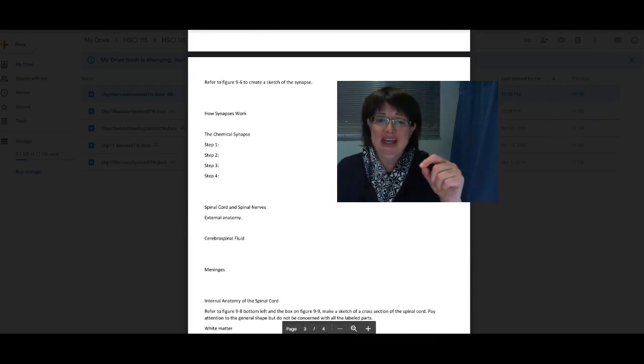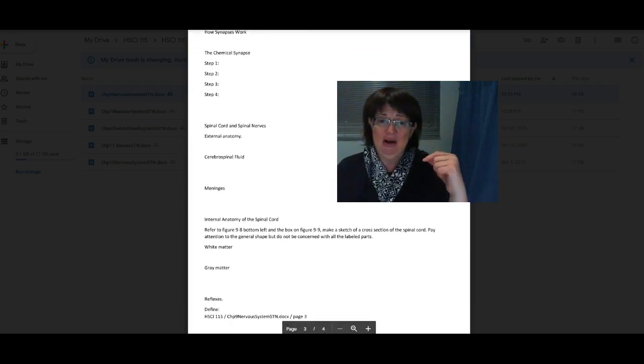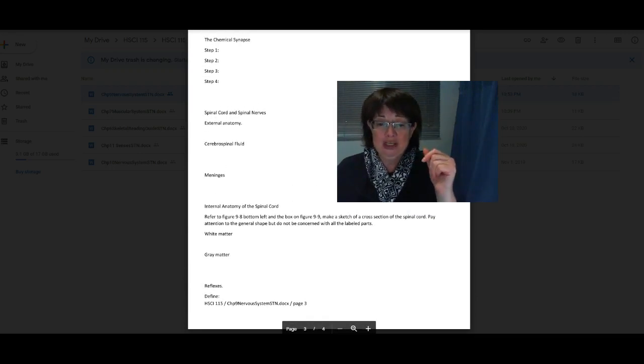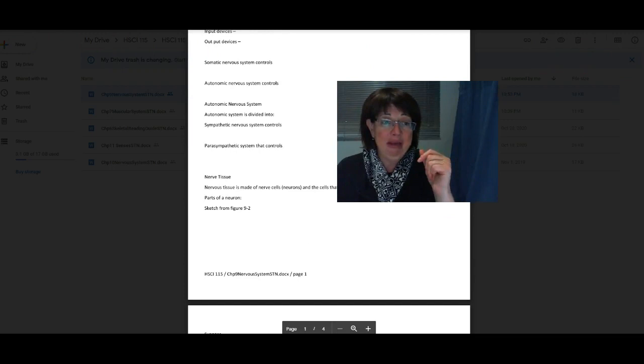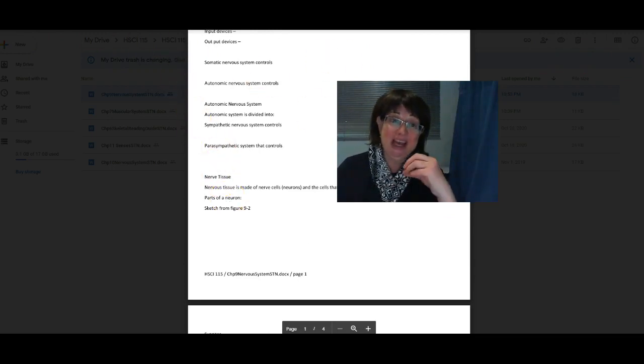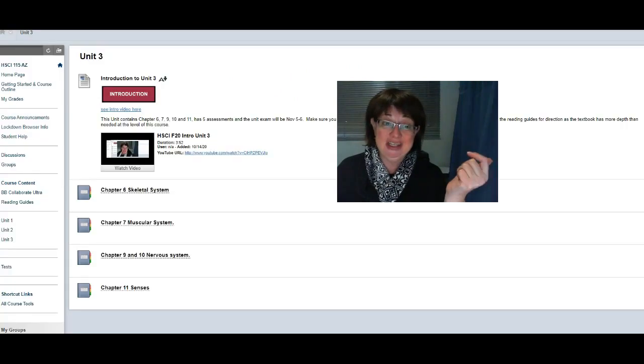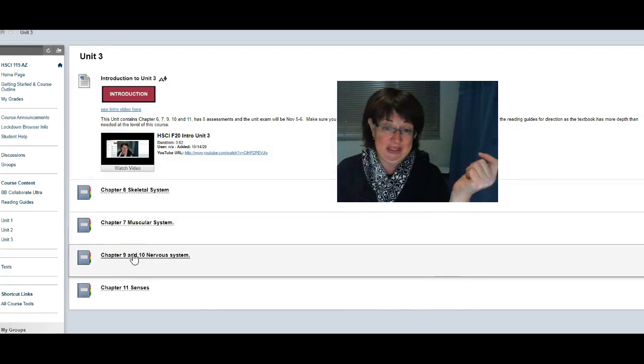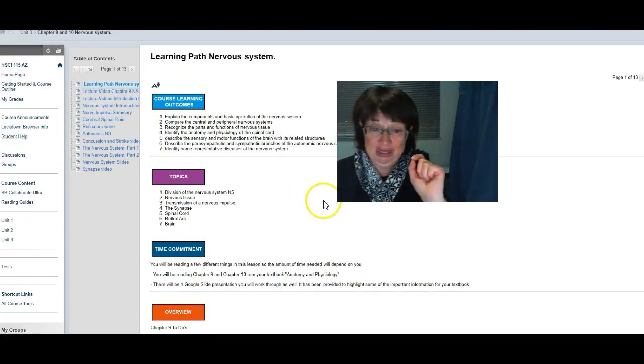Then we're going to look at how the synapse works and how the reflexes work. And then look at the spinal cord. So there's quite a bit to do there. And again, pay attention to this reading guide because the textbook has more detail than the reading guides.